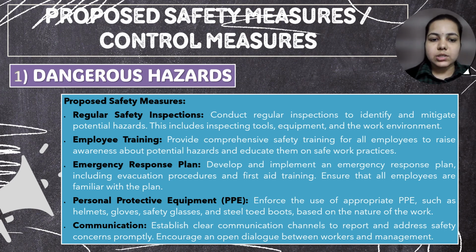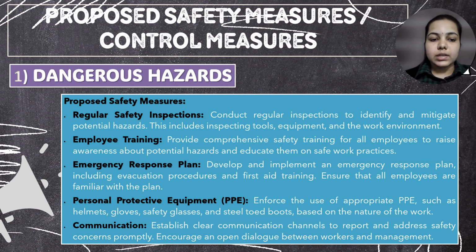Propose safety measures or control measures. First point for the dangerous hazard is regular safety inspection. Conduct regular inspection to identify and mitigate potential hazard. These include inspecting tools, equipment, and the work environment.